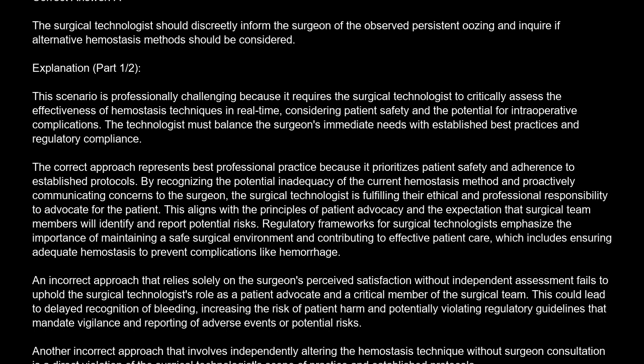An incorrect approach that relies solely on the surgeon's perceived satisfaction without independent assessment fails to uphold the surgical technologist's role as a patient advocate and a critical member of the surgical team. This could lead to delayed recognition of bleeding, increasing the risk of patient harm, and potentially violating regulatory guidelines that mandate vigilance and reporting of adverse events or potential risks.